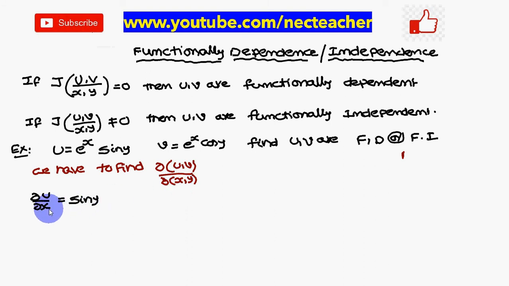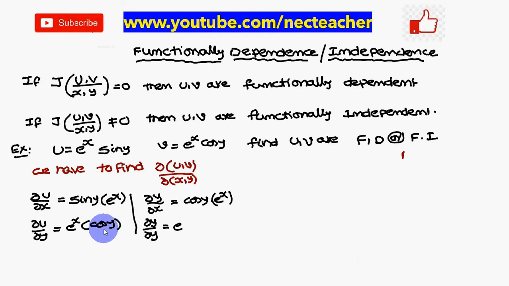Dou u by dou x means with respect to x, y is a constant. That means sin y is a constant. Then e power x differentiation is e power x. Similarly, dou u by dou y, with respect to y, x is a constant. Therefore e power x as it is you have to write, and with respect to y, sin y will become cos y.